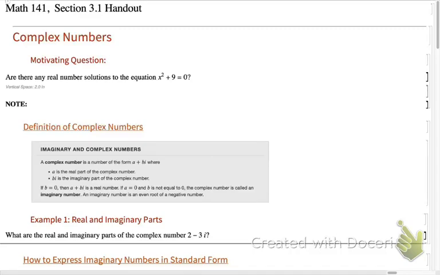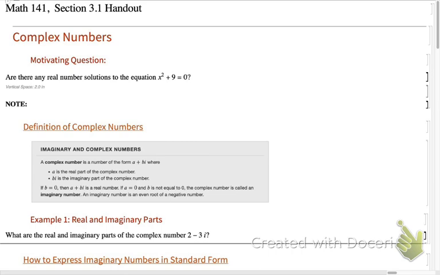In this video we're going to be covering section 3.1, which is entitled Complex Numbers. In chapter 3, overall what we're going to be doing is studying two types of functions called polynomial functions and rational functions. Before we do that, we're going to start with a little detour in this section and talk about complex numbers.